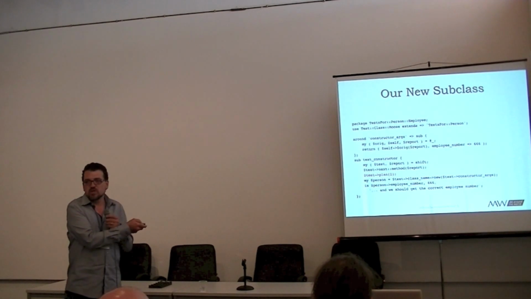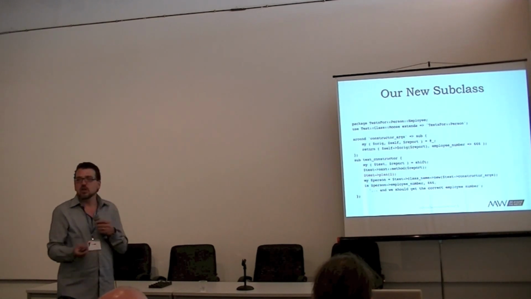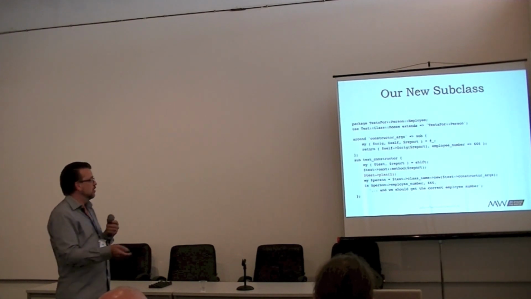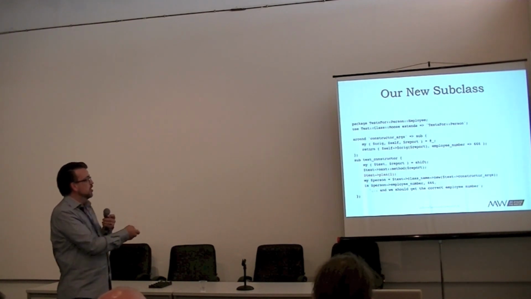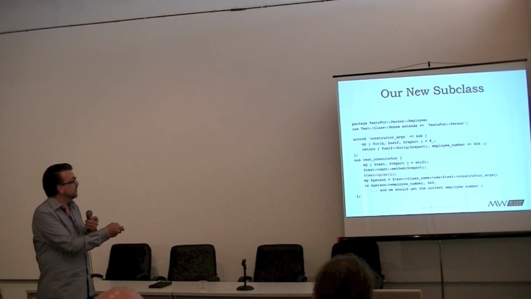You can do this any way you want to. I could have just actually made this a regular method and called, my args equals self parent or self next method, and then added the employee number. However you want to do that. I'm just showing you here that all of Moose is available.